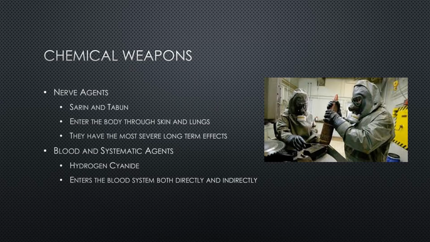First, we have chemical weapons. There are 4 different types of chemical weapons. There's nerve agents, blood and systematic agents, respiratory agents, and blister agents. First, we have nerve agents.